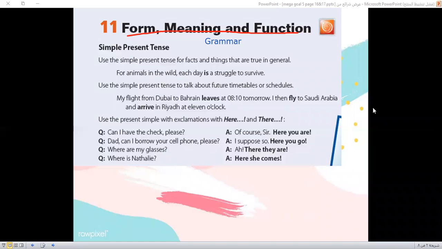Here he's going to talk about the simple present tense. We know from before what the simple present is. We use the simple present for many things. We use it for what? Do you remember? The present simple, I use it for what?